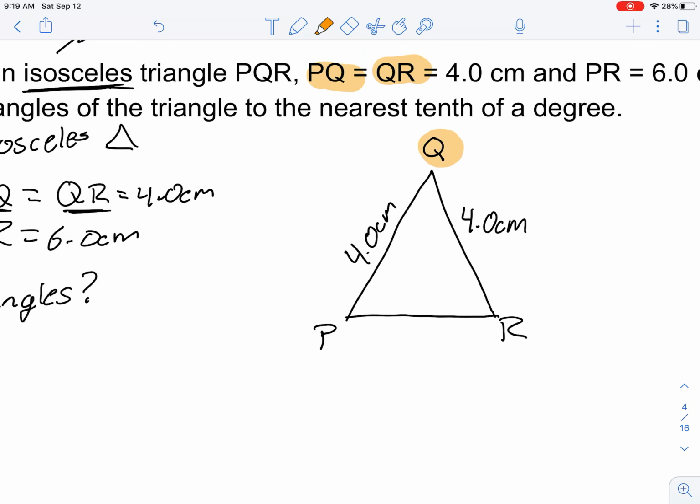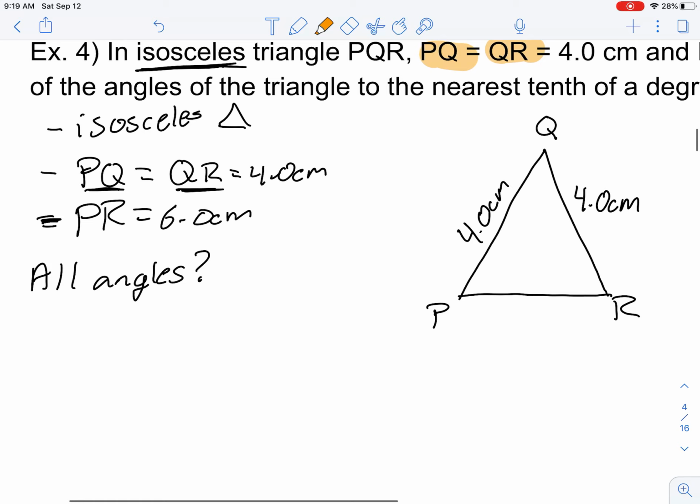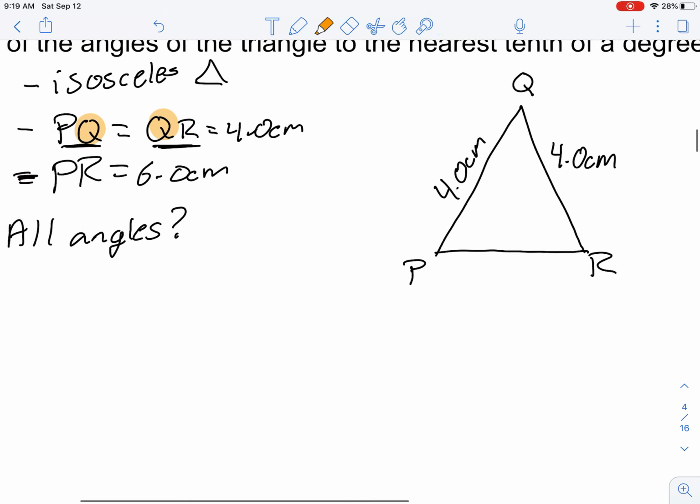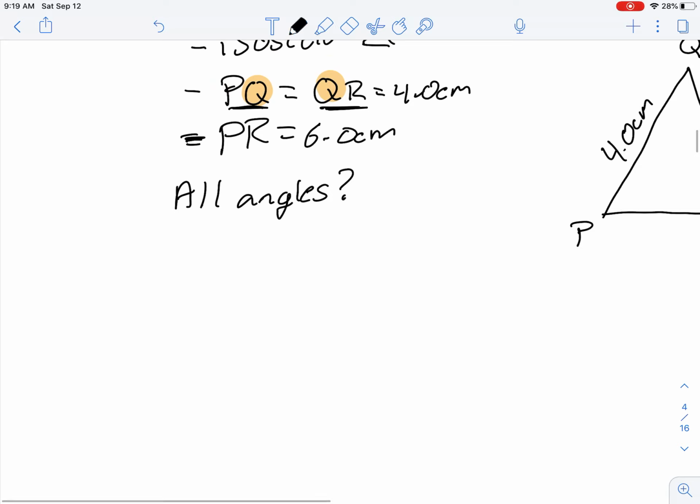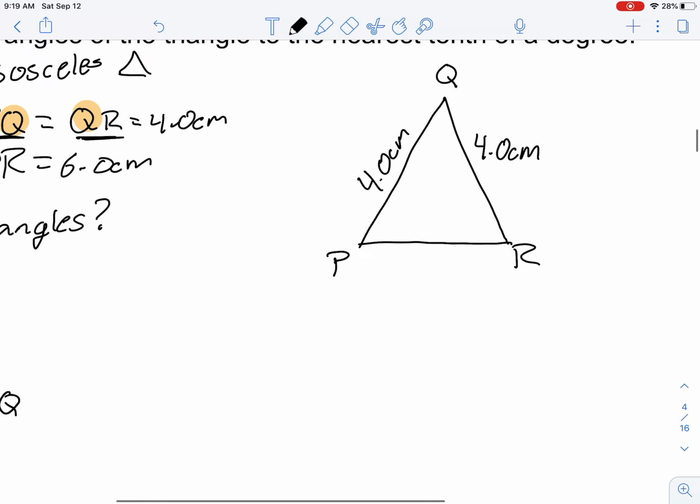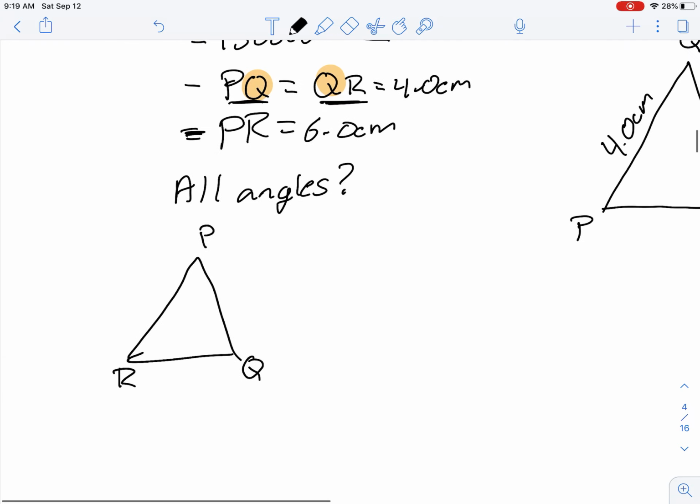Why did I know to put Q on the top? Because if you change it, it totally changes what's happening. I knew to put Q on the top because these two have a common vertex. Another way to do it is draw a triangle first. P, Q, R. Okay, so obviously I changed it a little bit.